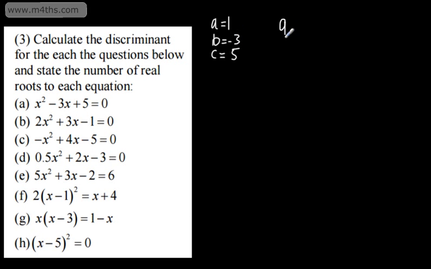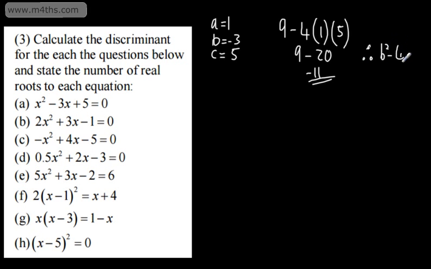So b squared, which is going to be 9, minus 4 lots of a multiplied by c. Well, that's going to give me 9 minus 20, which is going to give me negative 11. So that is the discriminant. Therefore, b squared minus 4ac is less than 0, and we can say no real roots. So no real roots to that one.